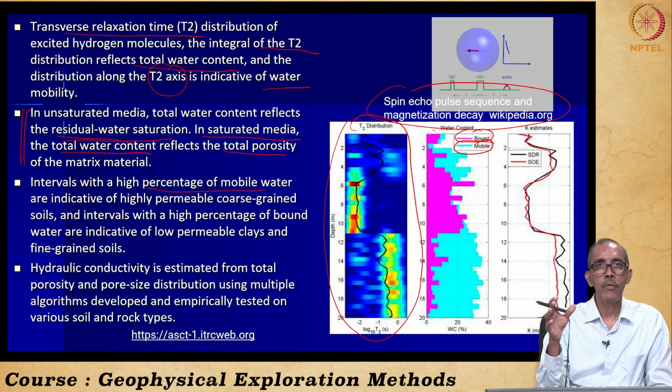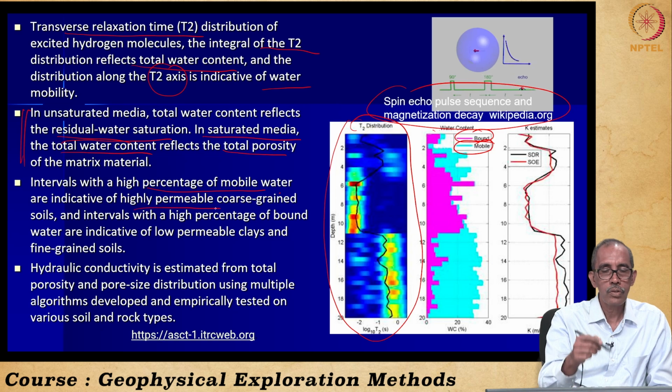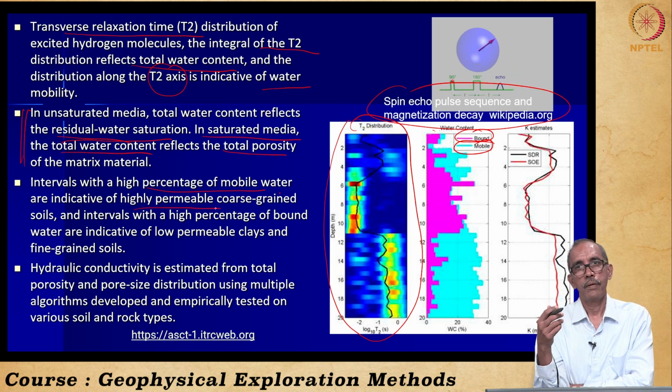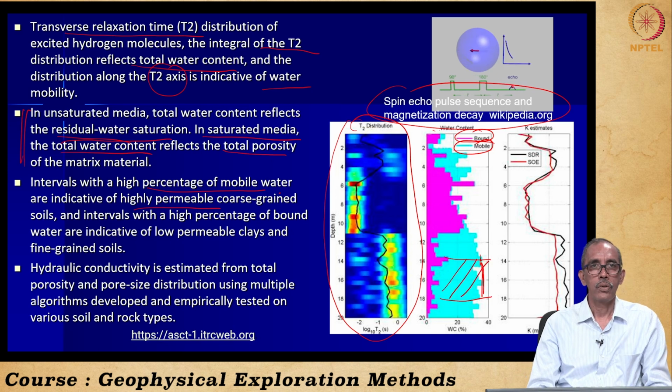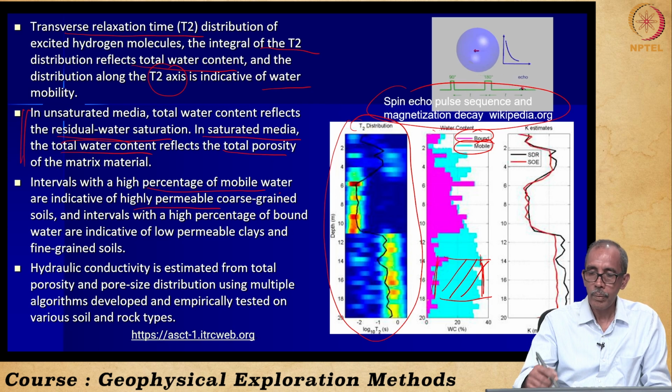When the movable water is very high, it indicates the zone has high permeability, isn't it? So here in this diagram, if you look at these green colors, here it is much higher, indicating these zones are highly porous because they have a very high amount of mobile water. Whenever we have high permeability, the residual water content will be very, very less.